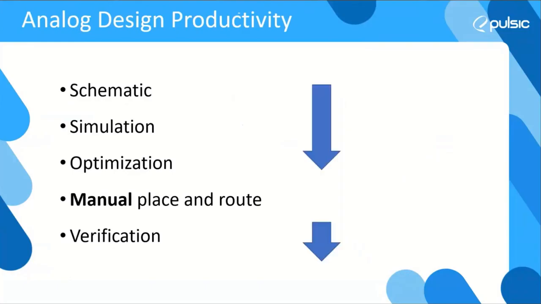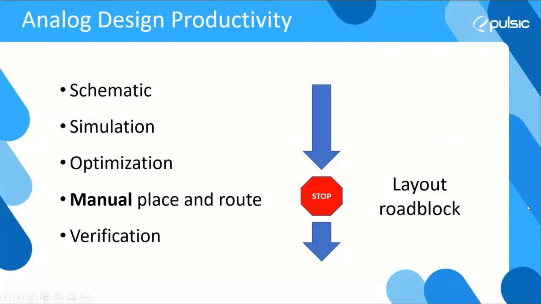There are bits of it. So simulation, optimization to a degree. There are lots of good optimization companies out there now that can help you do optimization, Monte Carlo simulations and such like. And then the verification flow is also very largely automated, but we really have this roadblock at the moment in the analog design flow. And that is this manual place and route step.